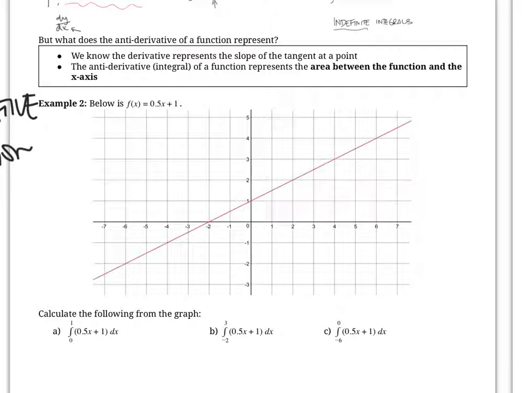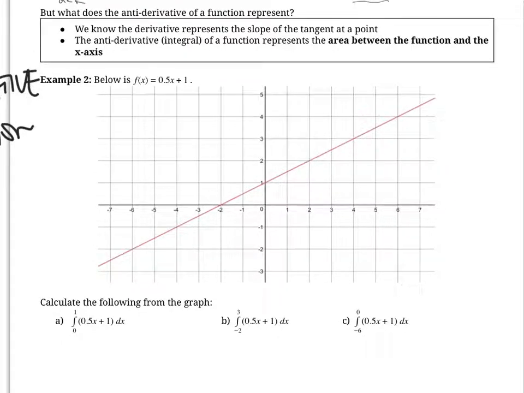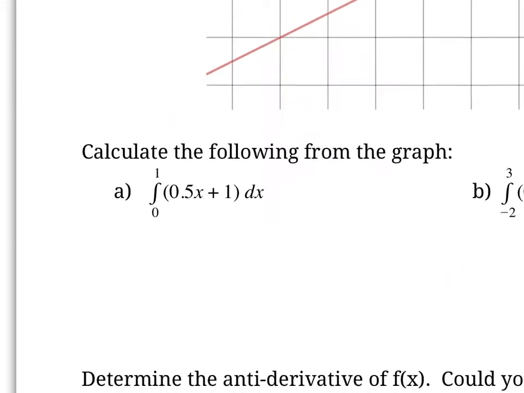As we talked about in the previous video, the derivative is the slope of a tangent, and the antiderivative, or integral, is the area between the function and the x-axis. So I've graphed 0.5x plus 1 on this graph. Now, can we find some of these integrals? So let's look down below. Let's talk about this notation a little bit.